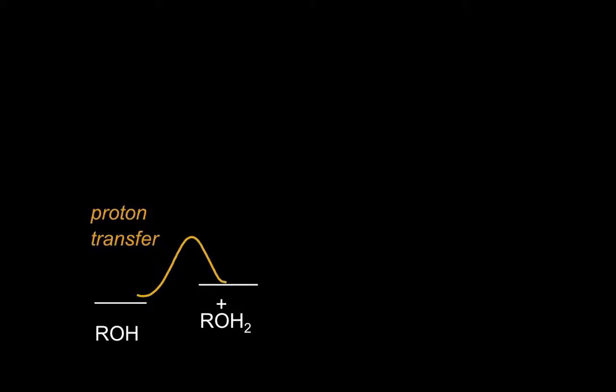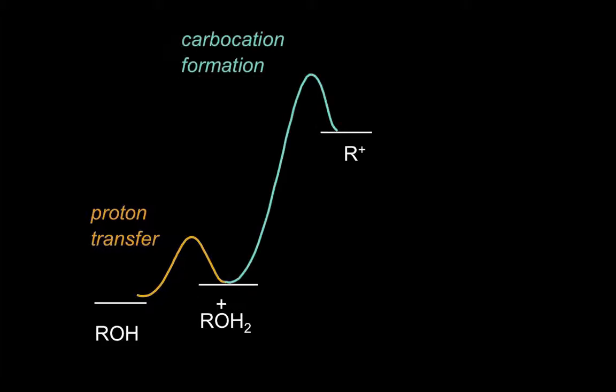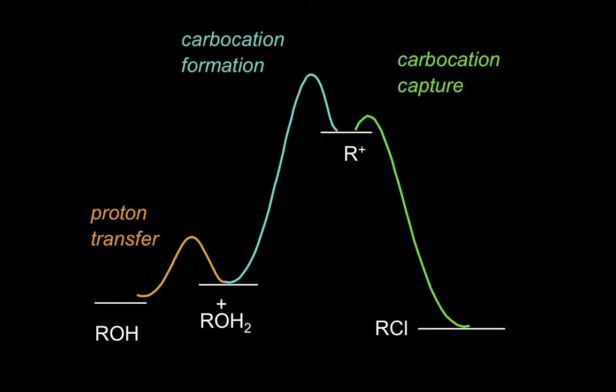Step 0 is proton transfer from the alcohol to become an alkoxonium ion. Step 1 is the formation of the carbocation, in which the alkoxonium ion dissociates to form the carbocation. And step 2, the final step in the mechanism, is the capture of the carbocation by the halide anion to form our final product, which in this case was an alkyl chloride.